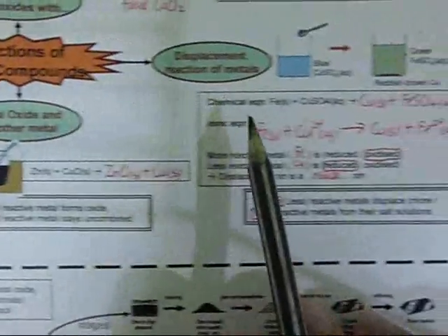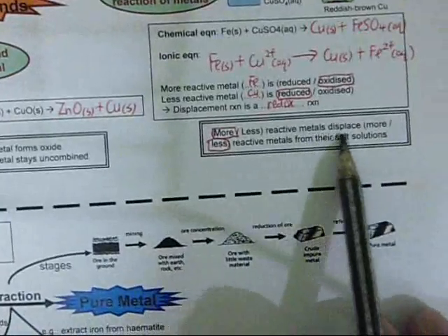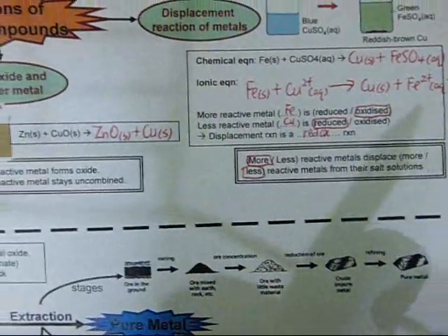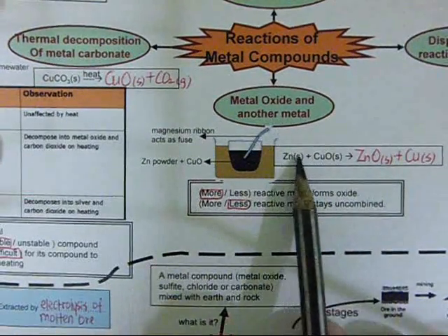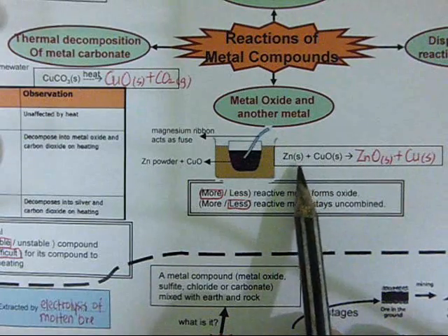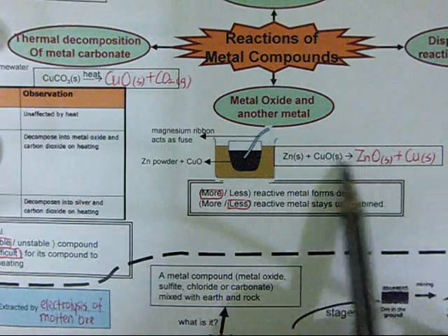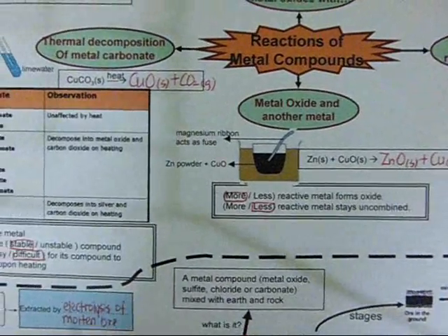Displacement reaction. Okay, a more reactive metal will displace a less reactive metal from the salt solution. Metal oxide and another metal, so this is quite similar with the displacement reaction. A more reactive metal, in this case is zinc, will displace a less reactive metal, which is copper, from its oxide.